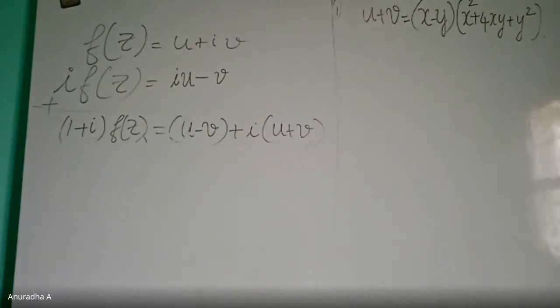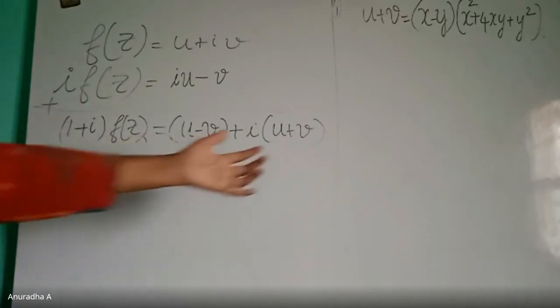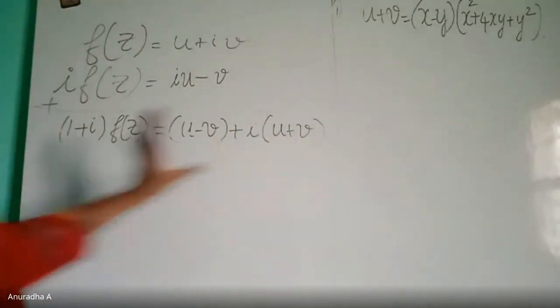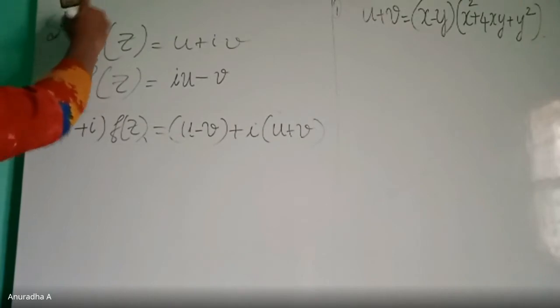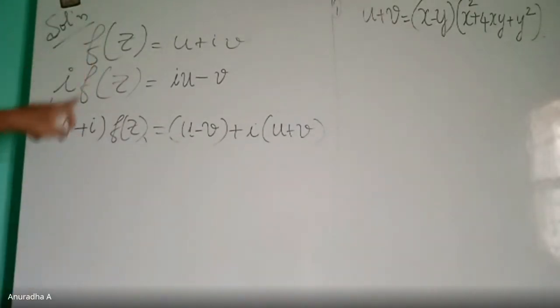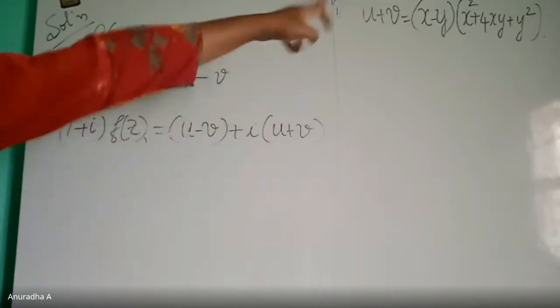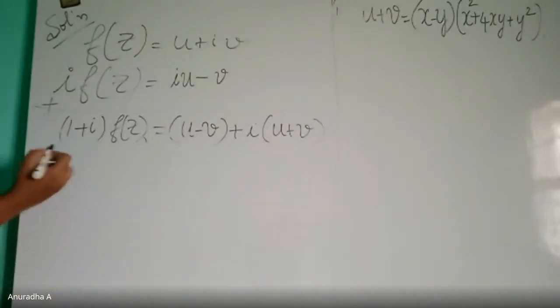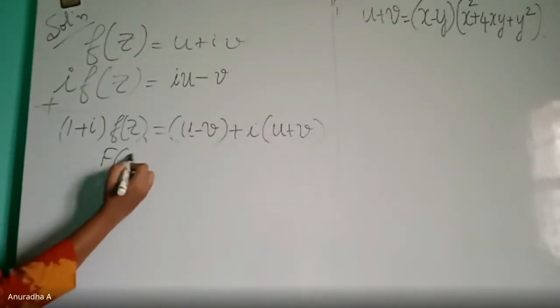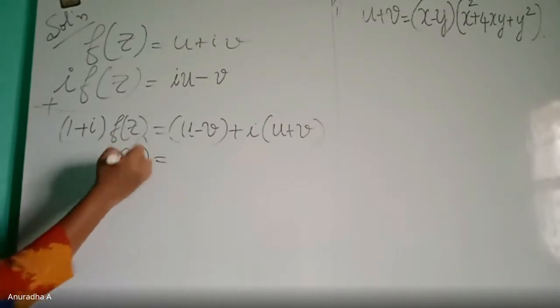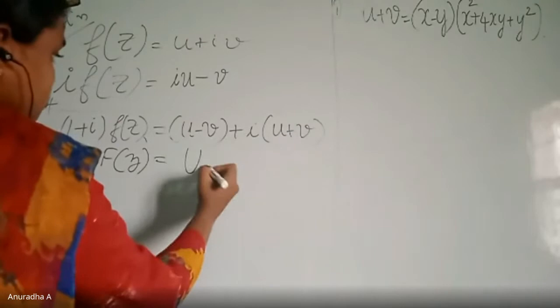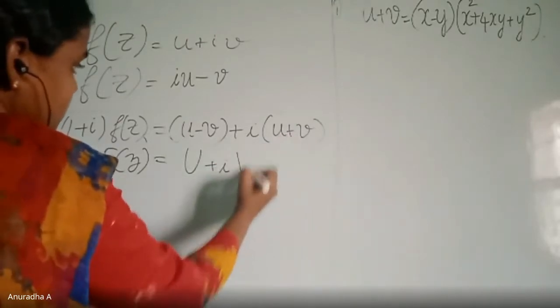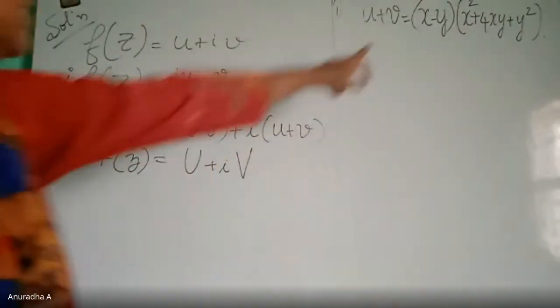So u plus v relation is given. We have u plus v relation here. So once we write this, this is the solution part for that question. So we have to start from here. This is what is given in the question. So now take this as capital F of z. It's the same function of z only. Call this capital U. Call this capital V. Now V is only given to us.